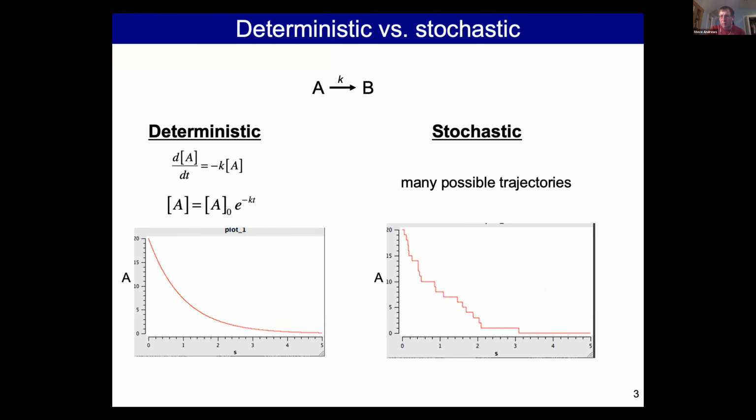So one extension to ODE models is stochastic models. As we've seen before, we have A goes to B, which deterministically has an ODE and decays exponentially, or stochastically you have many trajectories. So you have individual molecules reacting one at a time, with different timing. So does this matter?